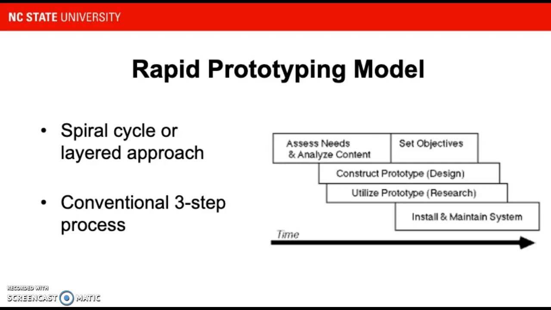The overlapping boxes in the figure on the right of your screen are meant to represent the fact that the various processes do not occur in a linear fashion. In other words, the analysis of needs and content depends in part upon the knowledge that is gained by actually building and using a prototype instructional system. The conventional 3-step process of creating an effective prototype.